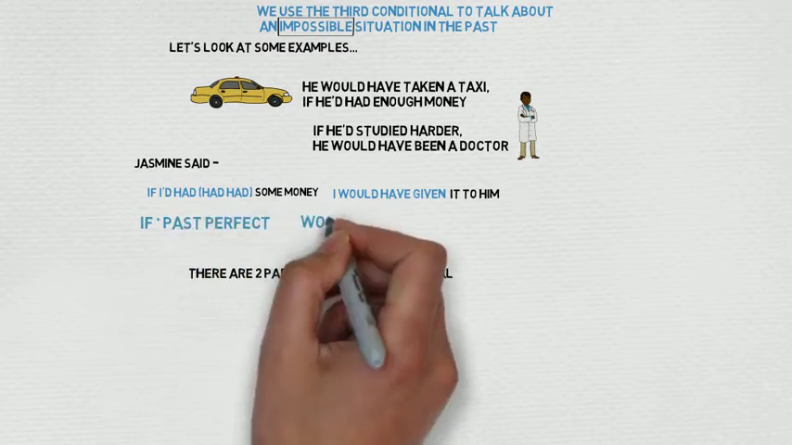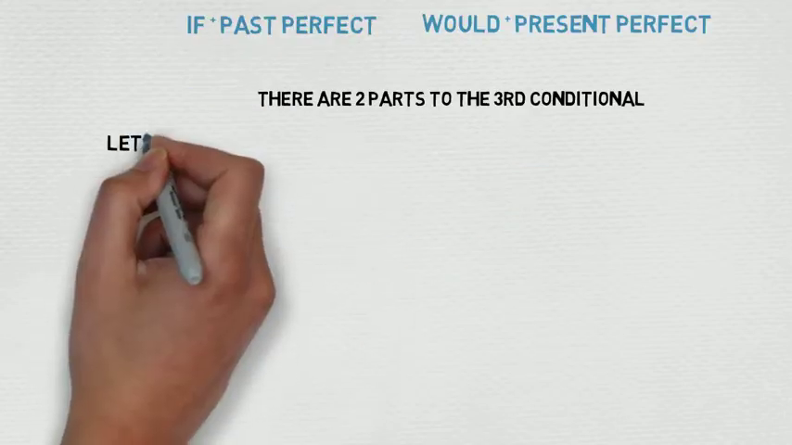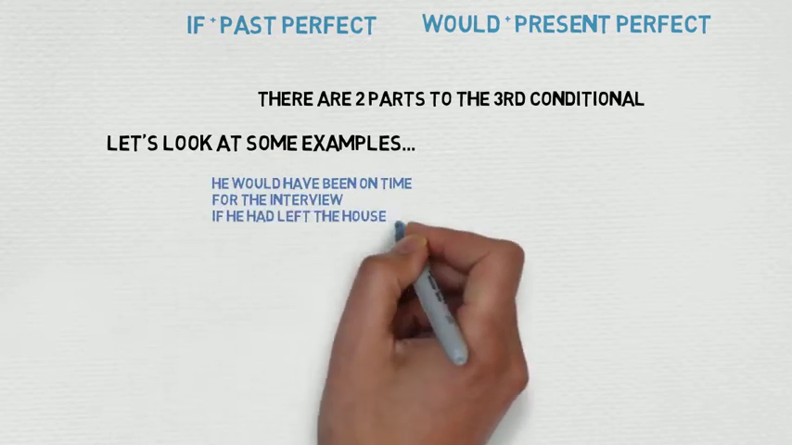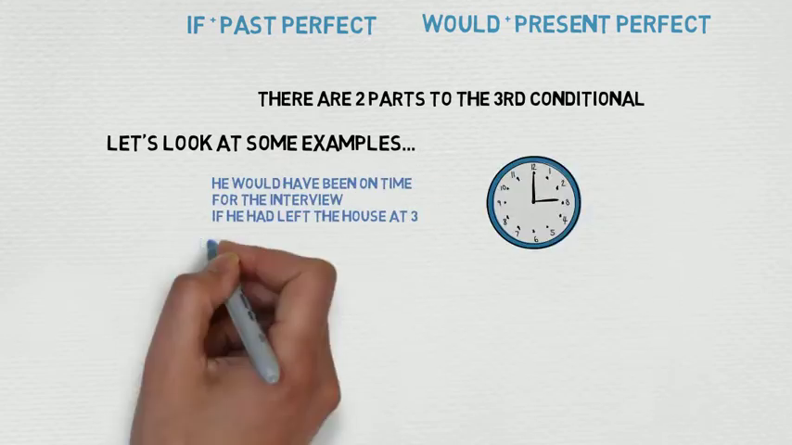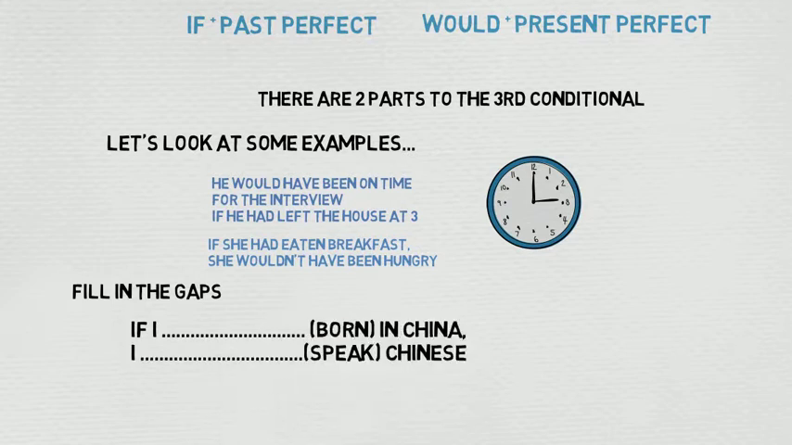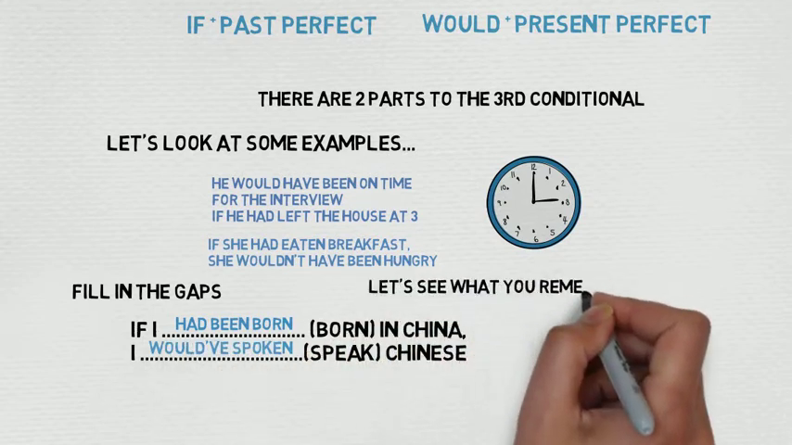And there are two parts to the third conditional: if plus past perfect, would plus present perfect. Let's look at some examples. He would have been on time for the interview if he had left the house at 3. Let's do some practice. Fill in the gaps. If I had been born in China, I would have spoken Chinese.